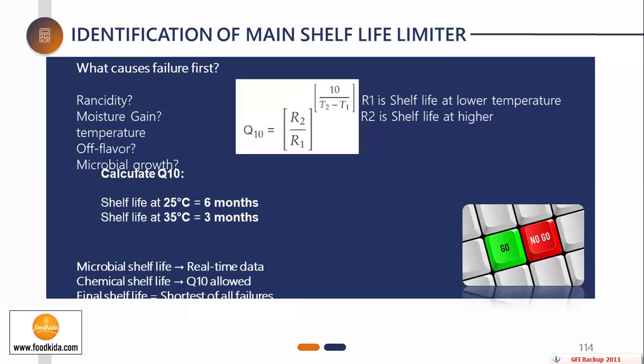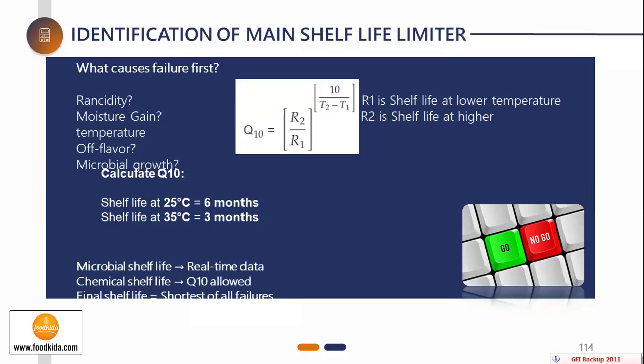T2 is your 35, isn't it? T2 will correspond to R2. So R2 is the shelf life at higher temperature. So how much do you get? 2. So Q10 is 2. Okay. So that's how it is. But microbial shelf life is always real-time data. For chemical shelf life, Q10 is allowed. Final shelf life is the shortest of all failures. The shortest you have to take as the shelf life.